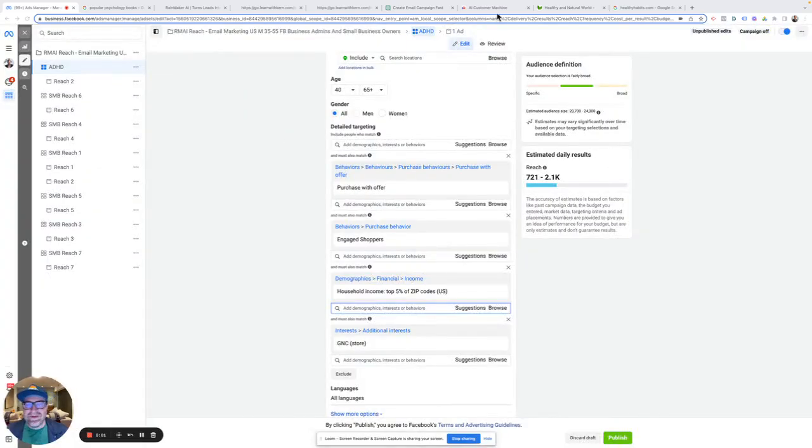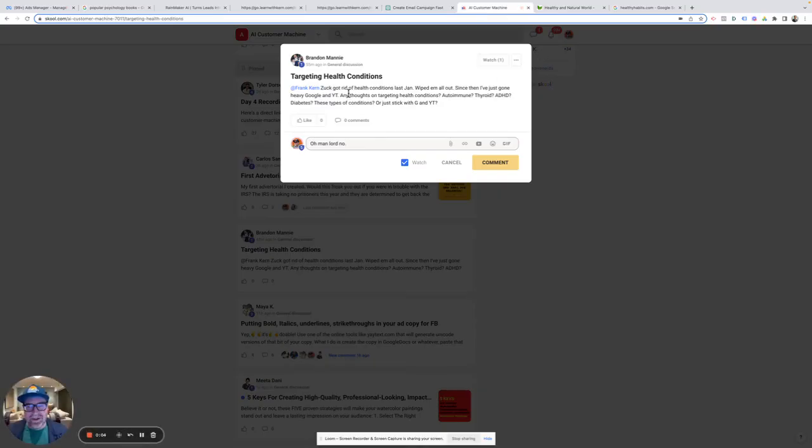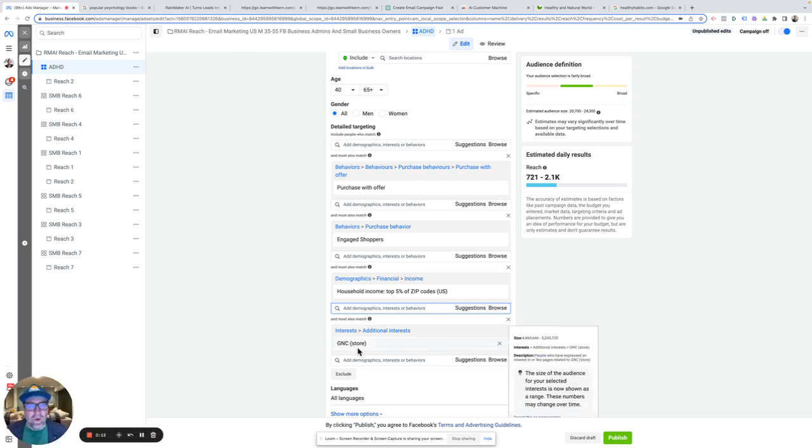All right, so this is to answer the question about targeting health conditions such as autoimmune and thyroid and stuff. I've been working on this for a while and then erased what I was doing, so then I rebuilt it. So you're right, it's hard to target by specific health conditions.